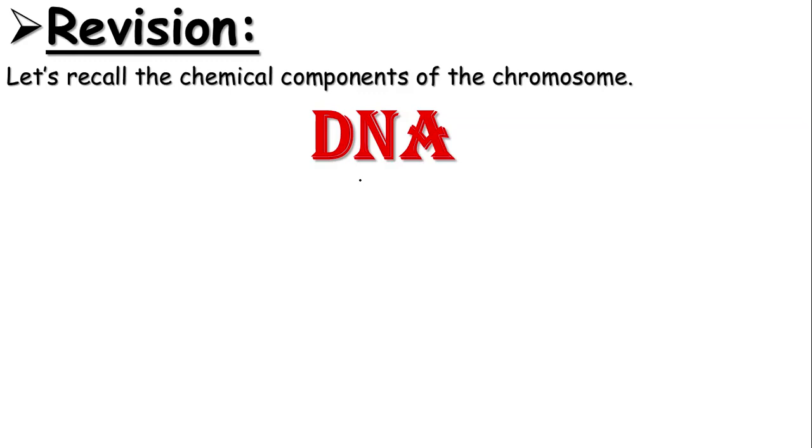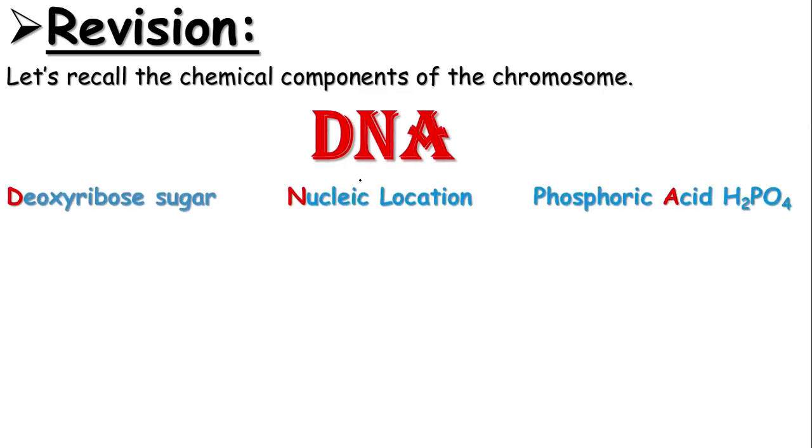Good morning. As we said in the last session, chromosomes are made up of DNA, the chemical component of the chromosome. D refers to the deoxyribose sugar, N refers to the nucleus where it is located, and A corresponds to the phosphoric acid, which is H2PO4. So the chromosome is made up of a sugar called deoxyribose, located in the nucleus, and it also contains an acid.